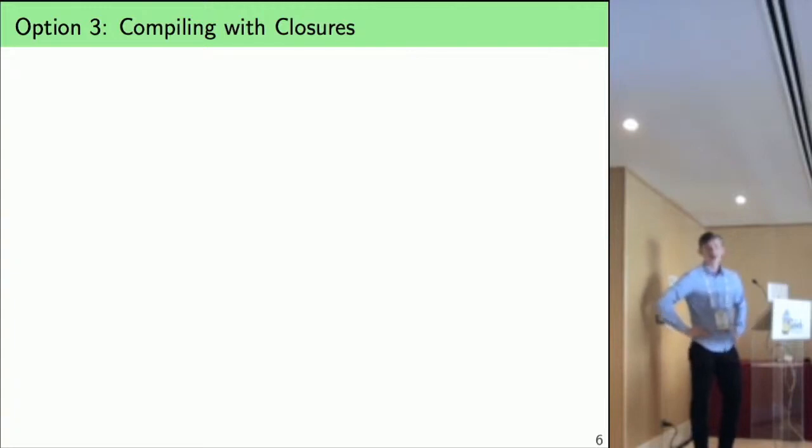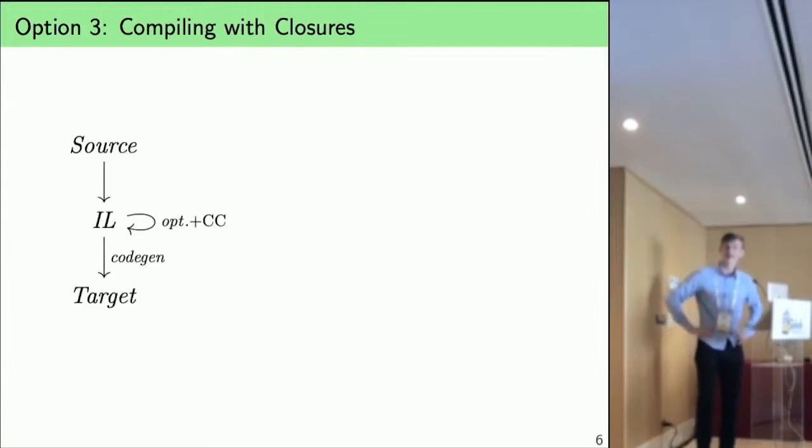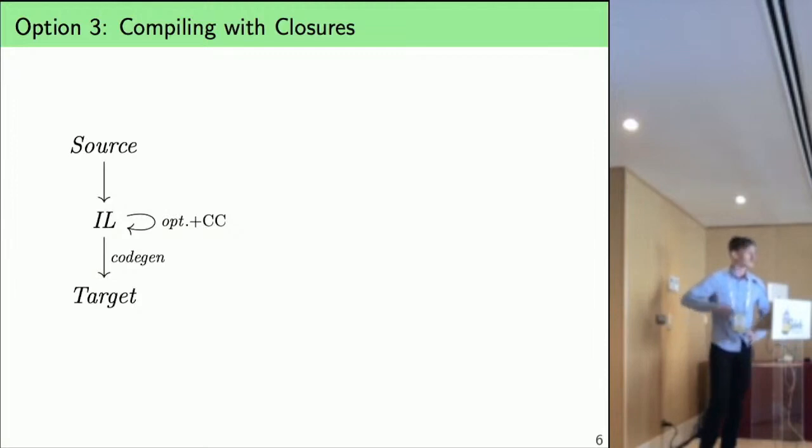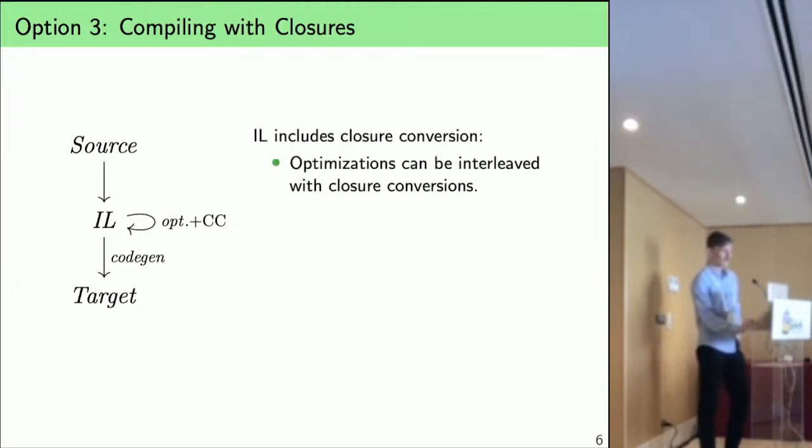So our goal was to compile with the closures instead of optimize after. So we want this compiler architecture where we do optimizations and closure conversion together. So we could interleave closure conversions and other optimizations.